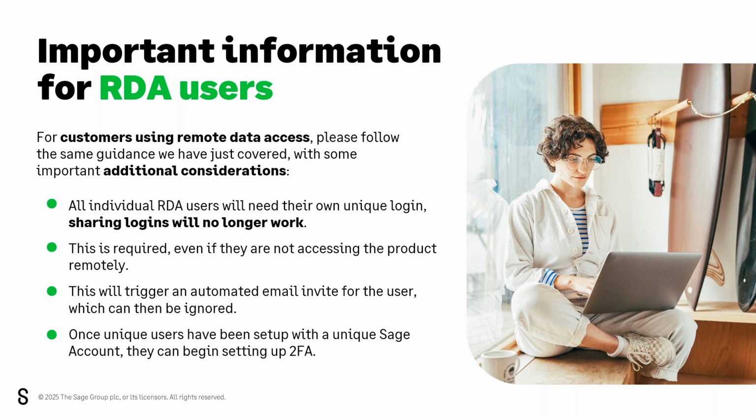And then finally, once unique users have created their own Sage account, they can also begin to set up their own two-factor authentication method. And the beauty of this as well is not everybody has to use the same method. It's quite accessible, so some people want to use a phone call, some people want to use text, and some people want to use the Authenticator app. They are more than welcome to do so. They would just set themselves up.